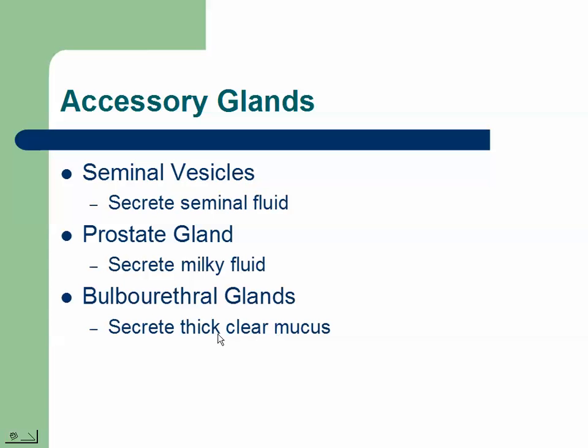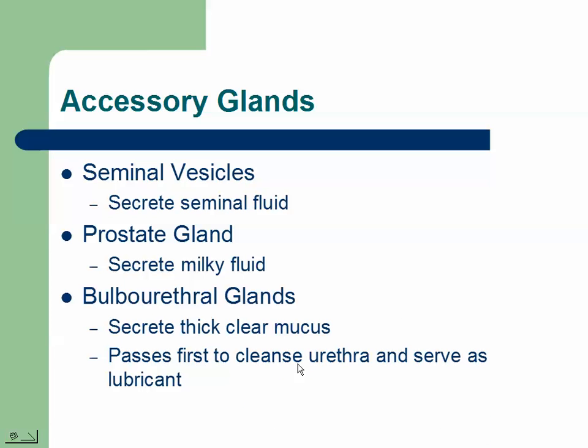This thick, clear mucus gets secreted before the semen for two reasons. It's going to cleanse the urethra, and it's also going to serve as a lubricant. So it basically goes first to clean out any urine or anything else that might be in the urethra, and to serve as a lubricant.